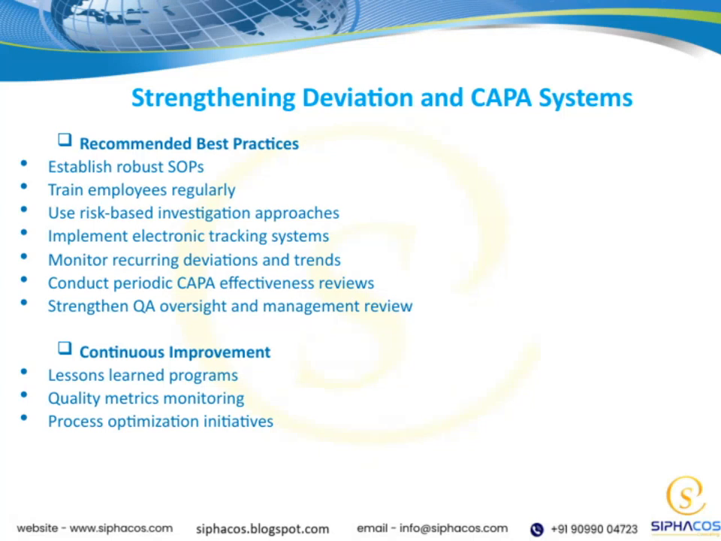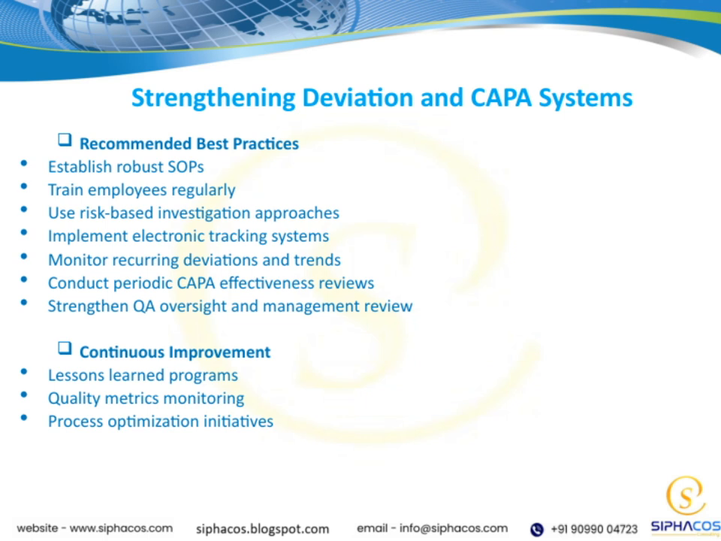Now, let's focus on strengthening our deviation and CAPA systems through some recommended best practices. First, establishing robust SOPs is essential. Clear and well-defined procedures help ensure consistency and accountability across the board. Next, regular training for employees keeps everyone up to date on procedures and reinforces our commitment to quality. Using risk-based investigation approaches allows us to prioritize issues that could have the most significant impact, making our investigations more effective.